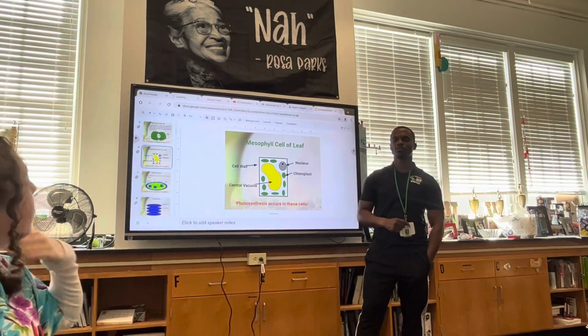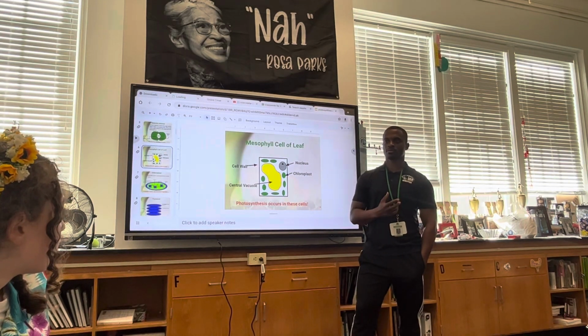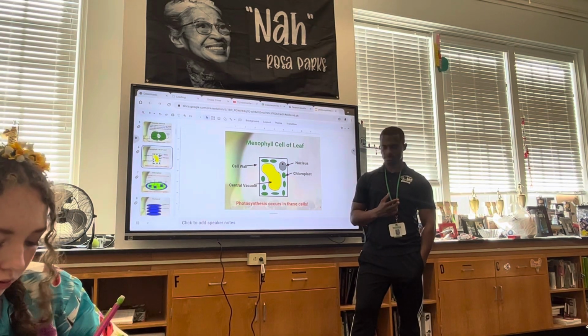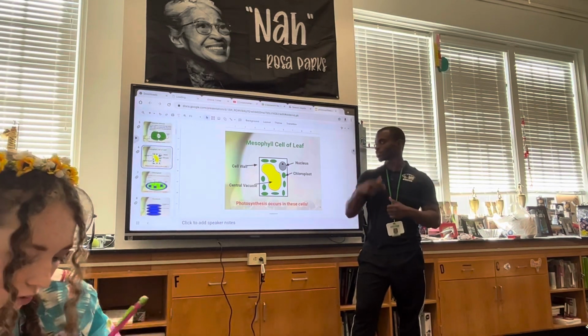Then we have the cell wall. Okay. Keen, is the cell wall living? No. It's not living. Why do we have it? To protect those cells. To protect and to also give it structure. Plus 2 classic points. Good job.